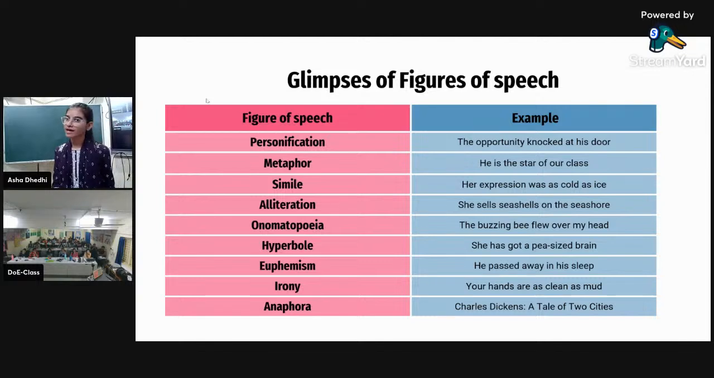Then alliteration, which you all know, right? Repetition of the initial sound of a word within a sentence. It can be two or more times, and it would be considered alliteration. Here the example is also given: she sells seashells on the seashore. Then onomatopoeia, then hyperbole, then euphemism, then irony and anaphora. These are all the terms which we are going to discuss in detail as well.